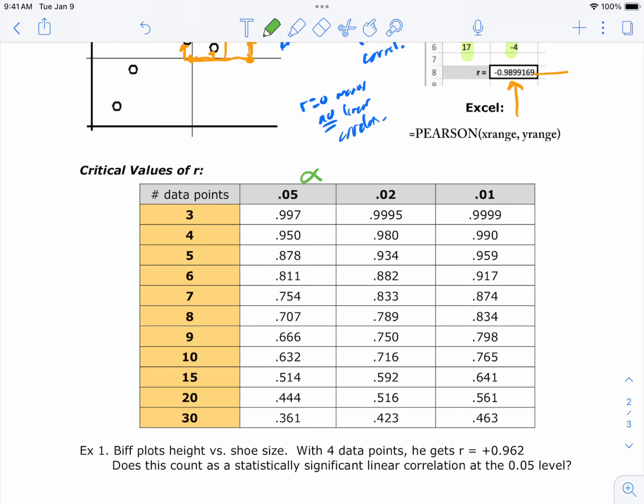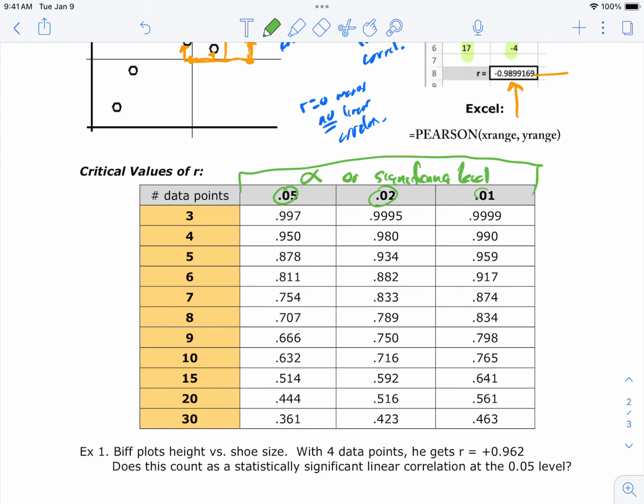These numbers here are alpha, or the significance level. Remember hypothesis tests? We would choose a significance level, like we're going to reject the null hypothesis if alpha is, we're going to use alpha equals 0.05. So if the p-value is less than 0.05, if the p-value is less than 0.02, and so on. And so these were the alphas we would use. And then this is kind of getting at the p-value, although not directly. These are not p-values. These are R values. These are critical R values.